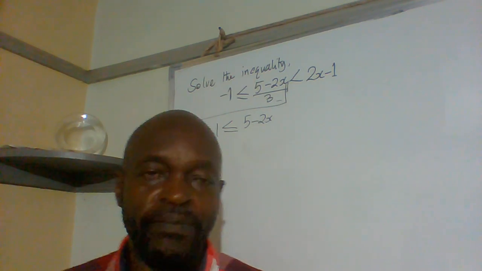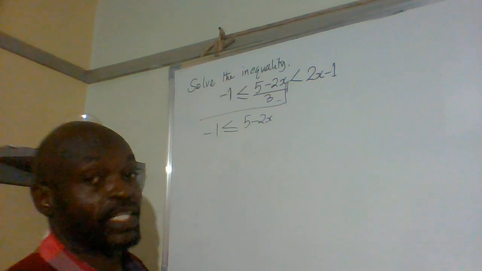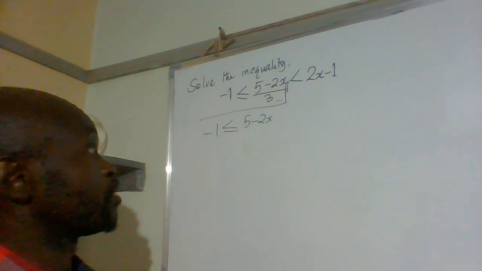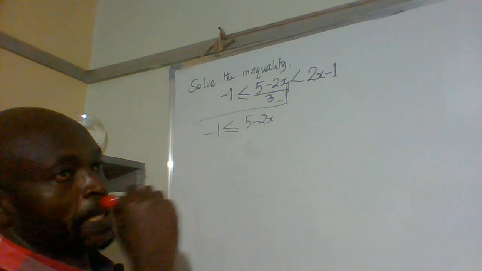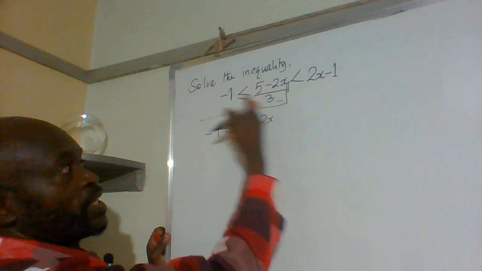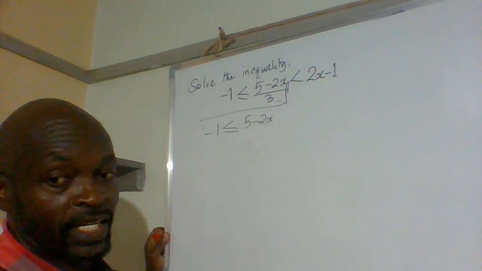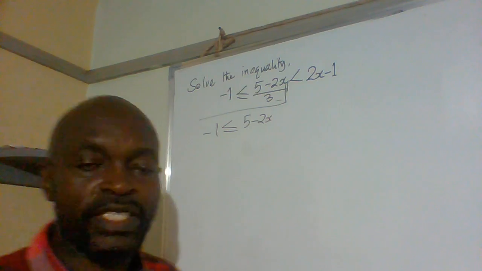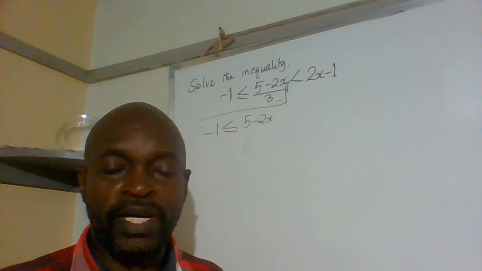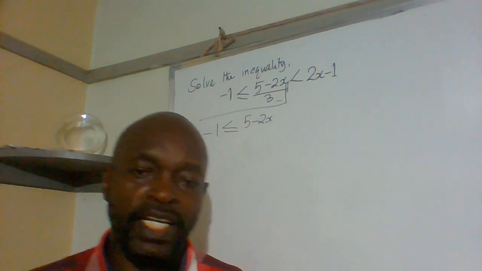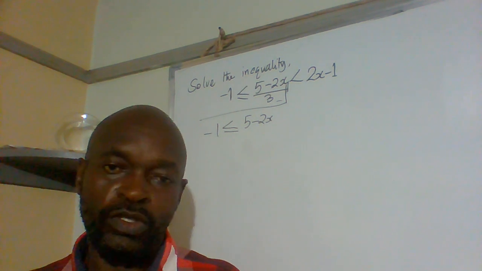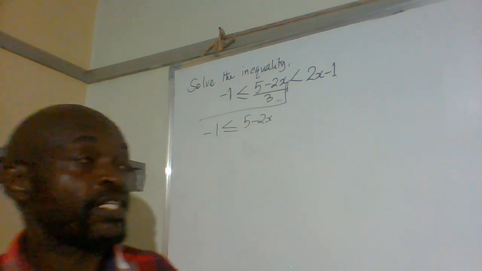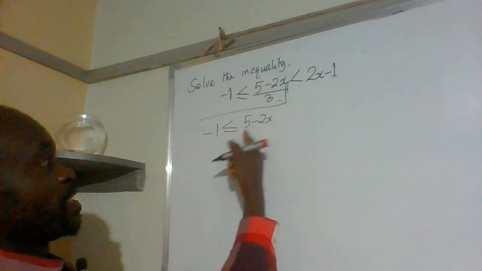Now what we have here is a case of a compound inequality. The middle term here is common to both the left and the right hand side, and it's advisable that you deal with one side at a time and then later combine your answers and come up with a compound solution to the compound inequality. So I would like to begin with this.